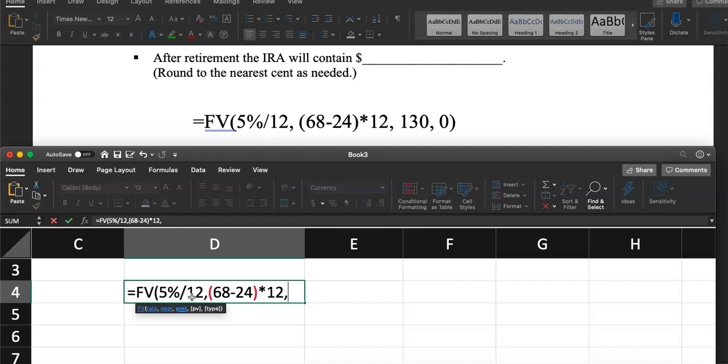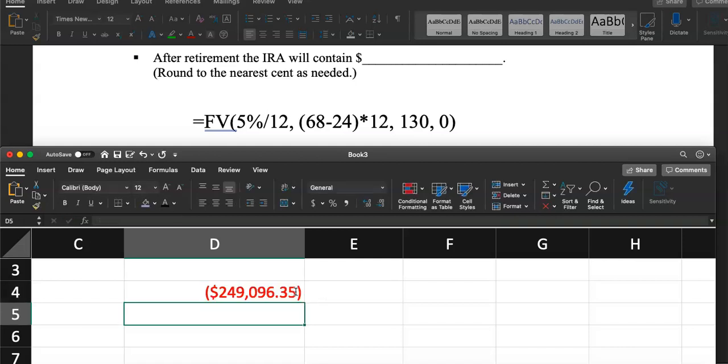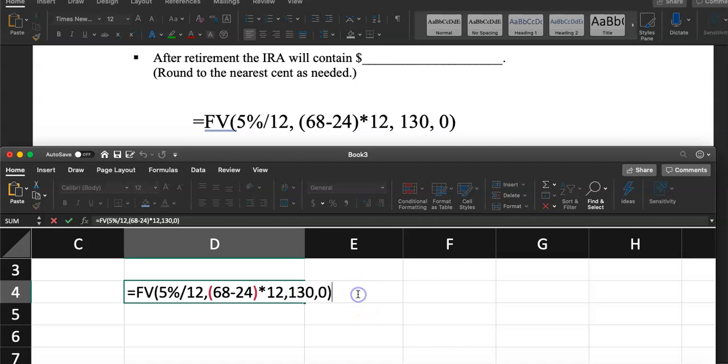Because I don't know if Excel will be okay with me using a parenthesis in a parenthesis, but I'm going to try. If they're not happy, I'll just change that number to 44. 130, comma, 0. Hit enter. Ta-da! So this is what I typed in Excel.